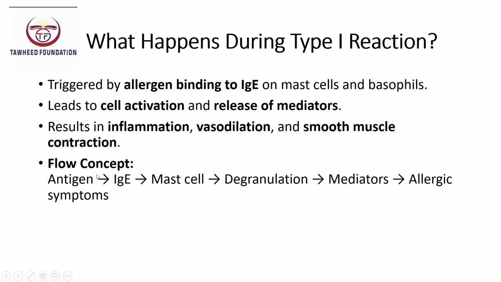So to simplify the process, you can imagine a sequence. First, an antigen is recognized by IgE, then mast cells or basophils are activated. This triggers degranulation, leading to the release of mediators, and finally, these mediators produce allergic symptoms such as swelling, redness, and bronchoconstriction. This overview sets the stage for understanding how allergic reactions occur at the cellular level.